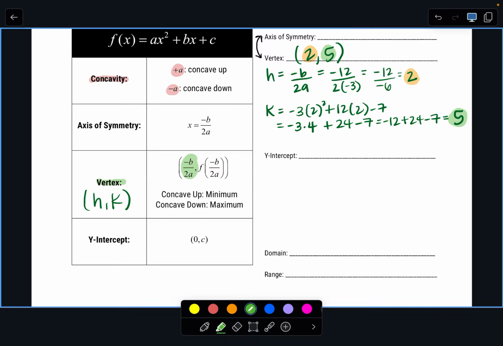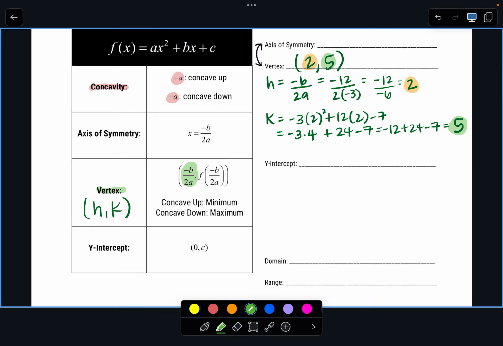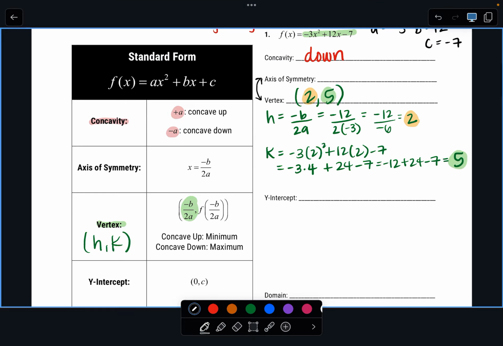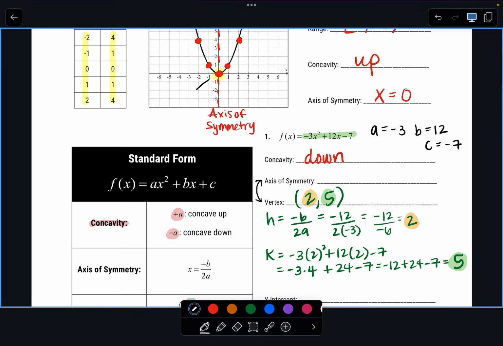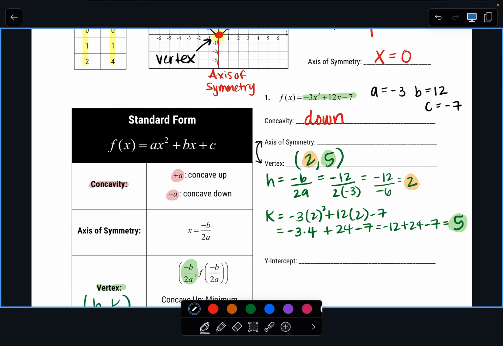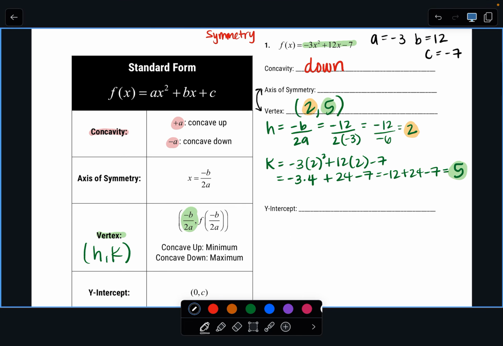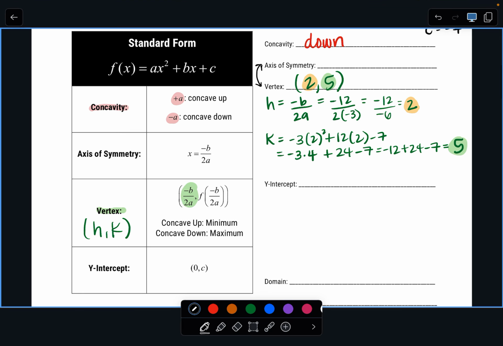So anytime you have standard form, you can use this to identify the vertex. Now, if you're wondering what the heck a vertex is, because I didn't say specifically on the graph: either the maximum or minimum, that is your vertex. In our case, if it's concave down, it's going to end up being a maximum. But if it's concave up, it would end up being a minimum. So now I have my vertex.